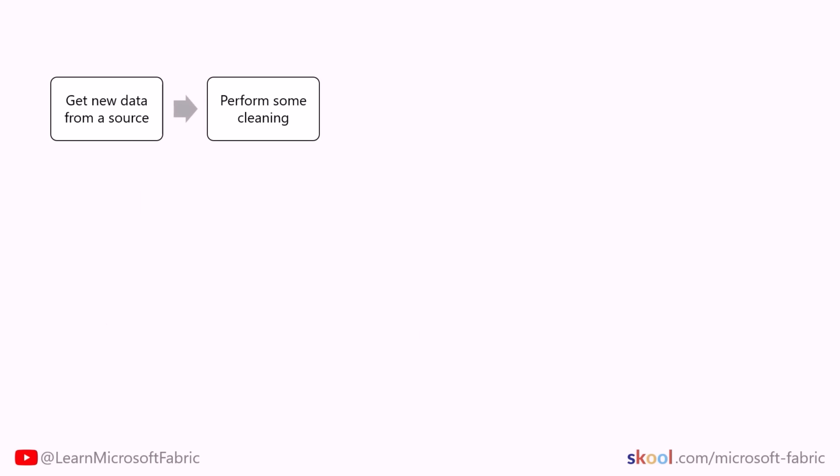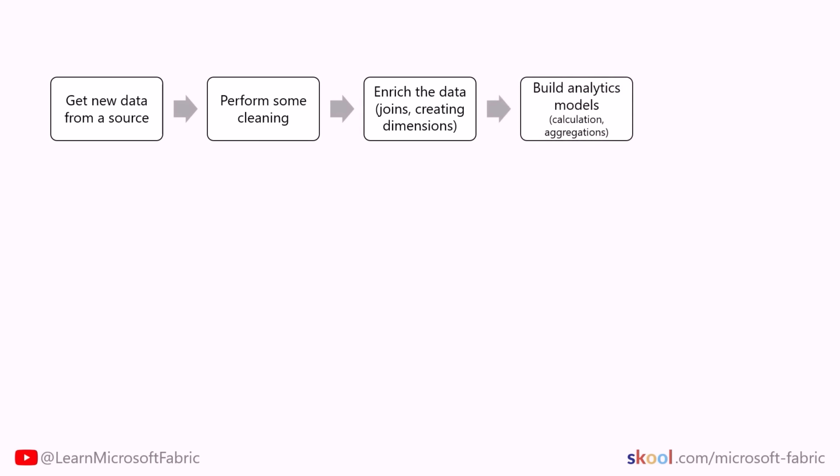So to kick us off, I've got this traditional data processing pipeline. We move from getting data from a source, performing some cleaning on that data, enriching it, maybe joining different data sets together, creating some dimensions, building analytical models, aggregations, and finally some semantic modeling. And what I want you to think about is, at each of these stages in this traditional data pipeline, what can go wrong?